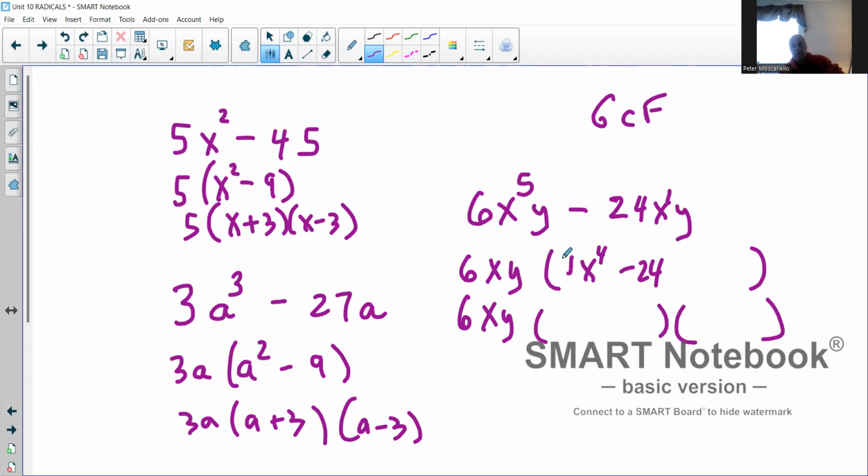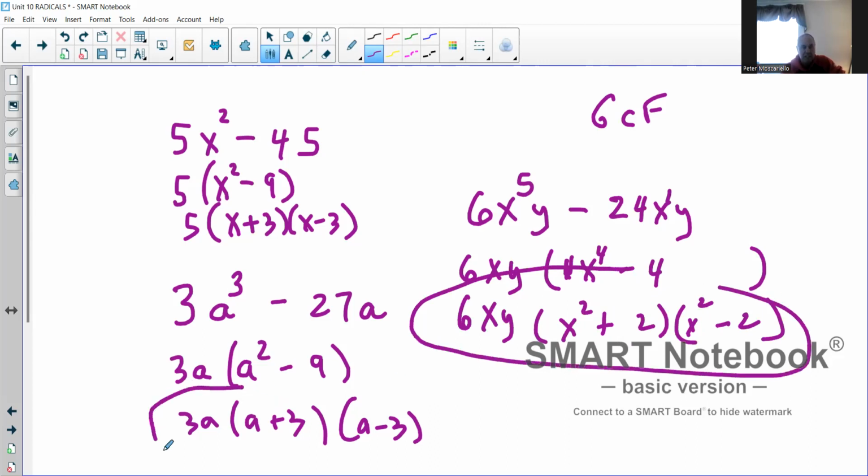Now, is this a difference of squares? Yep, one's a perfect square. Oh, that's not 24, you idiot. It's 4. Here we go. You say, how did you get that? 24 divided by 6 is 4. So now we're good. 1 plus, 1 minus. How do you get x to the 4th? X squared, and 4 is 2 and 2. So that's your complete answer. The GCF is part of your answer.